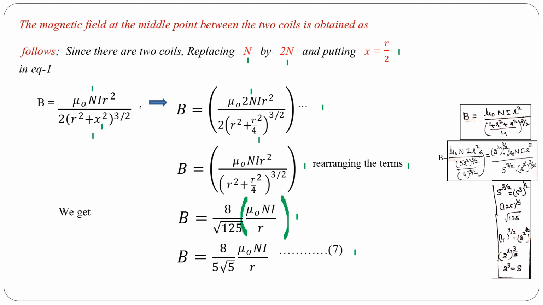We can also write the same equation as B is equal to 8 divided by 5 root 5 into mu naught N I divided by R, or we can also pronounce this as the magnetic field at the middle point between the two coils is given by B is equal to 8 mu naught N I whole divided by 5 root 5 into R. This equation is denoted by number 7. The simplification I have done is on the right side. If you want, you can go through this.